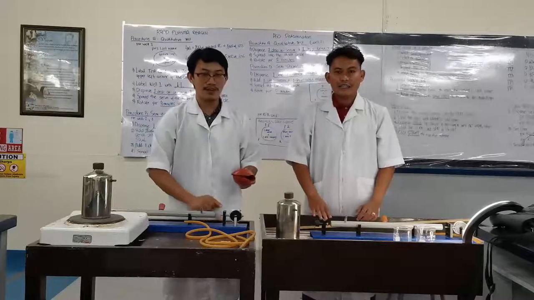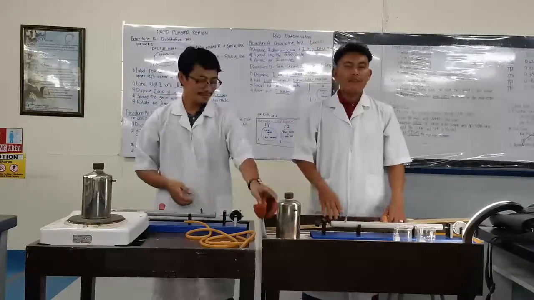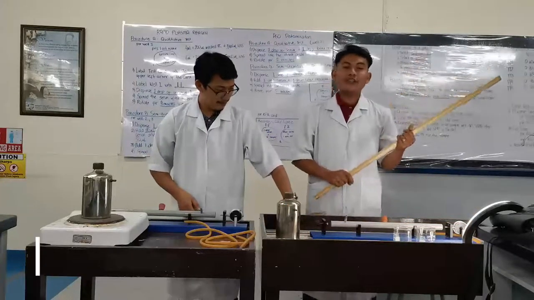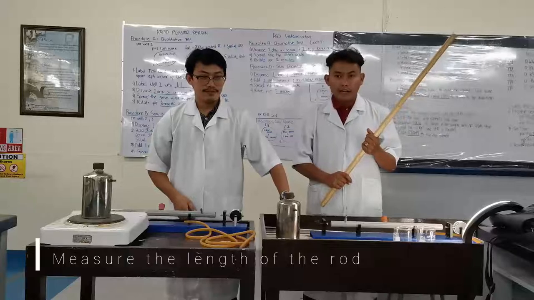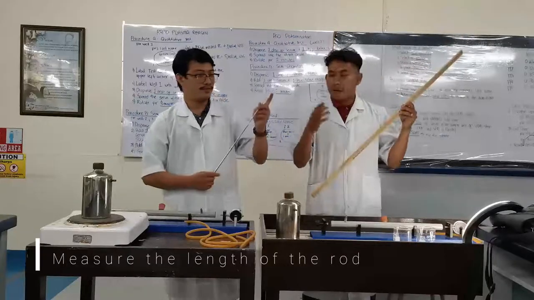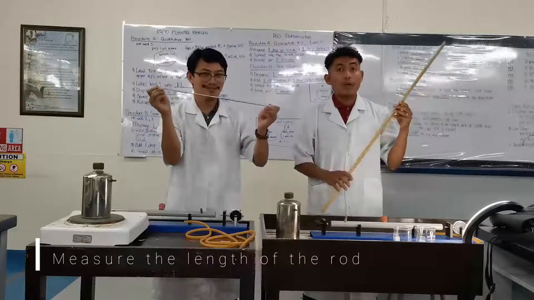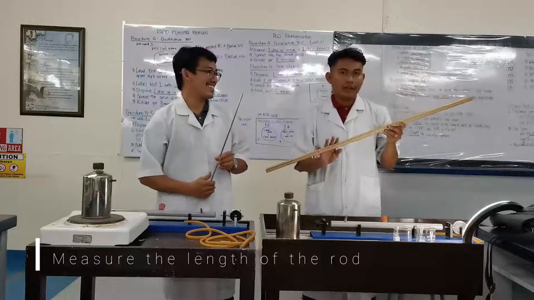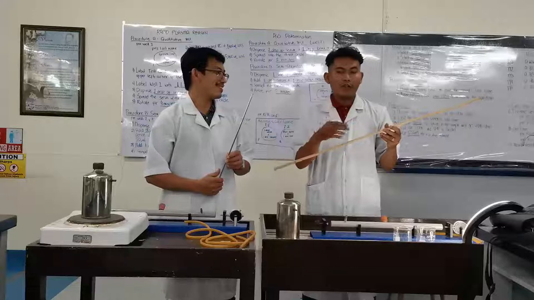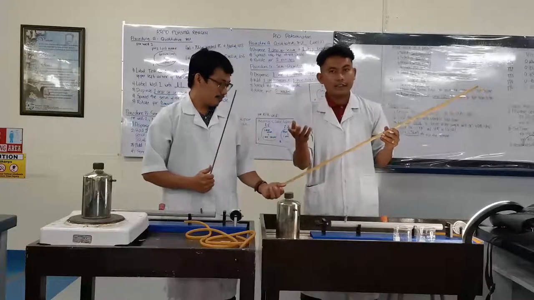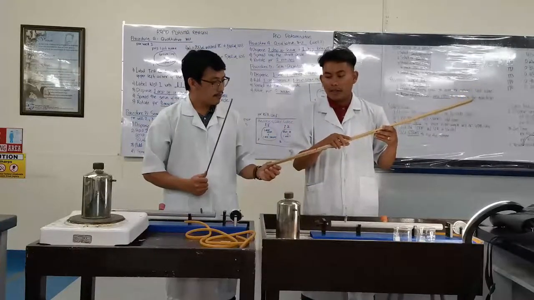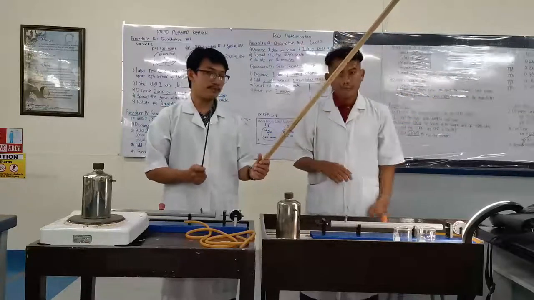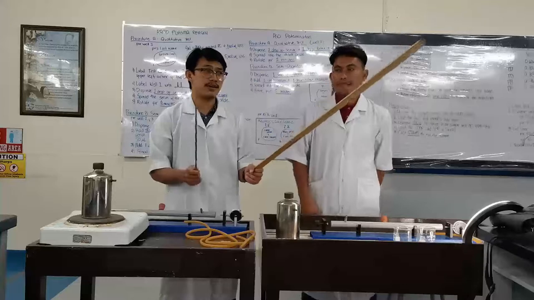And for the procedures, first step, we are going to measure the initial length of the sample metal rod using the meter stick. So, meron tayong metal rod dito and we are going to measure the length. This meter stick is back to back: one side is inches, the other side is centimeters. Mas okay if we are going to use centimeters, para mas madali siya i-measure. Pero hindi naman siya mag-matter.